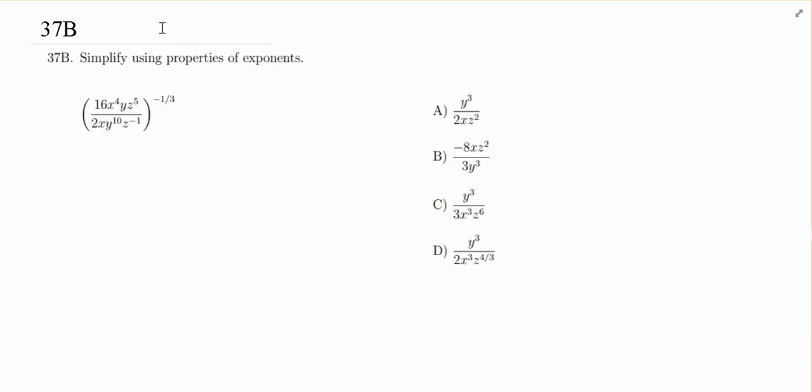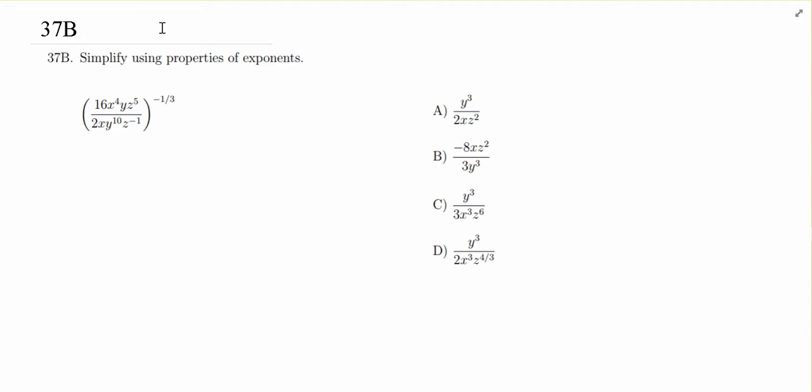Alright, so this particular problem asks us to simplify using the properties of exponents. So in this case, we're doing nothing but using properties of exponents, nothing with radicals going on here, even though that's what a rational exponent means. Now, in terms of a multiple choice test, the strategy that I would use on a problem such as this one is to try to filter out the fluff.